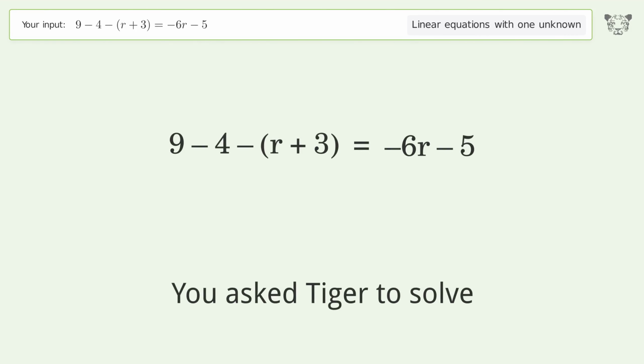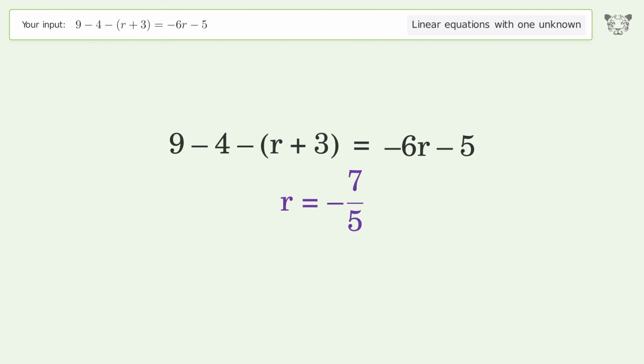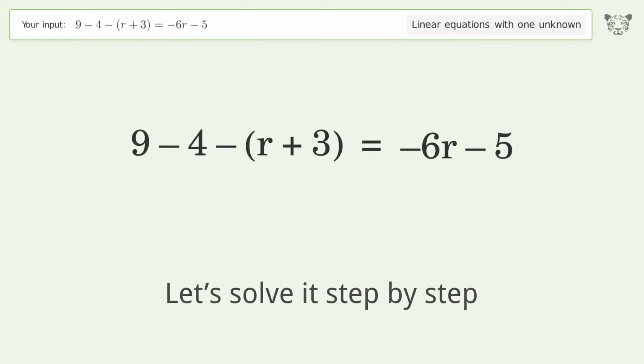You ask Tiger to solve. This deals with linear equations with one unknown. The final result is r equals -7/5. Let's solve it step by step.